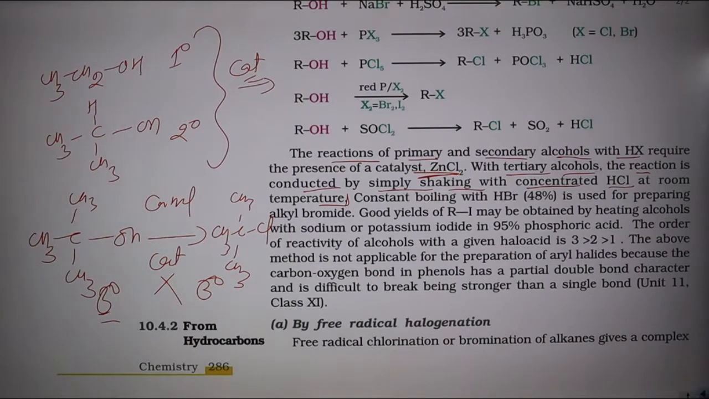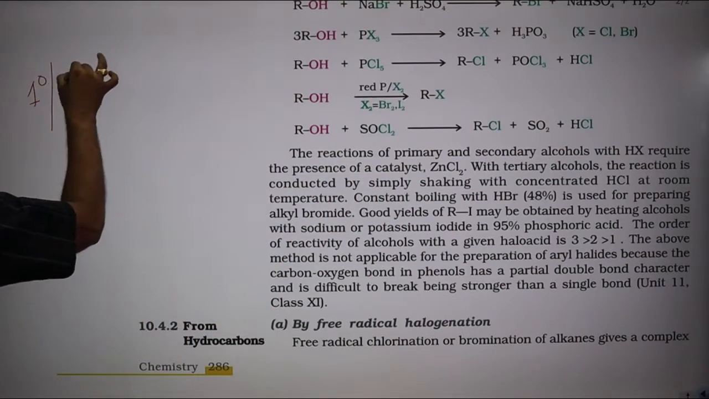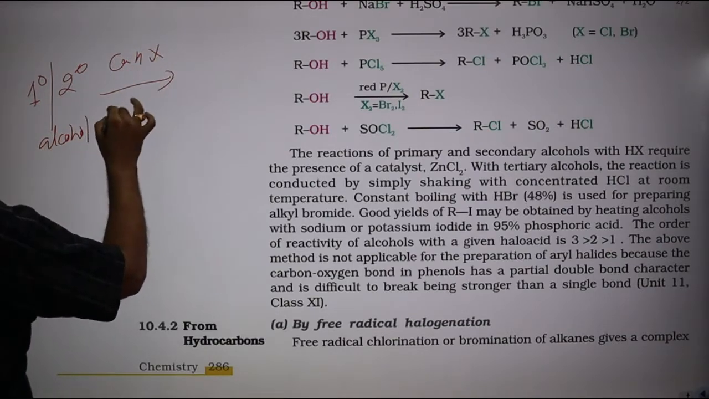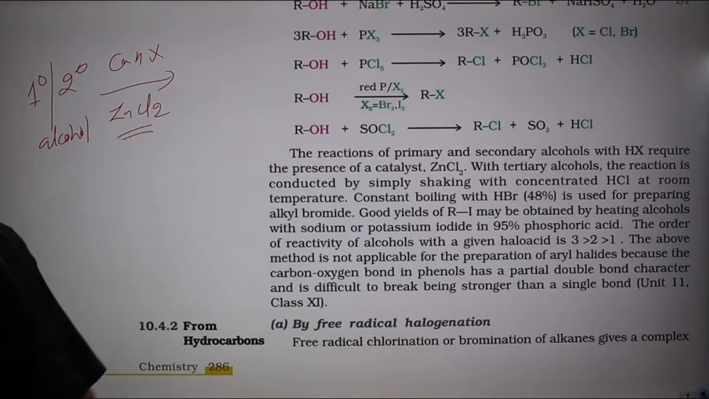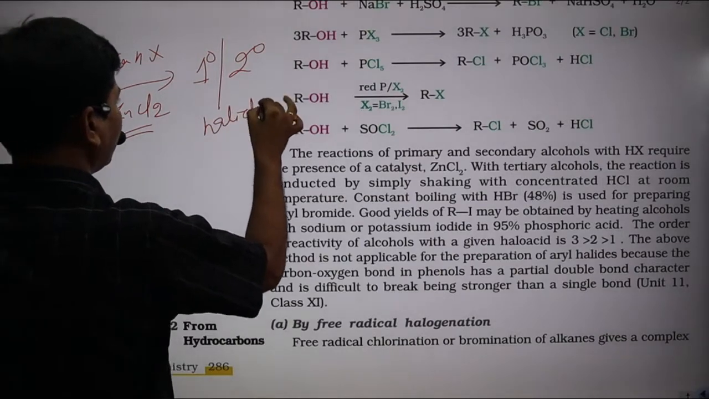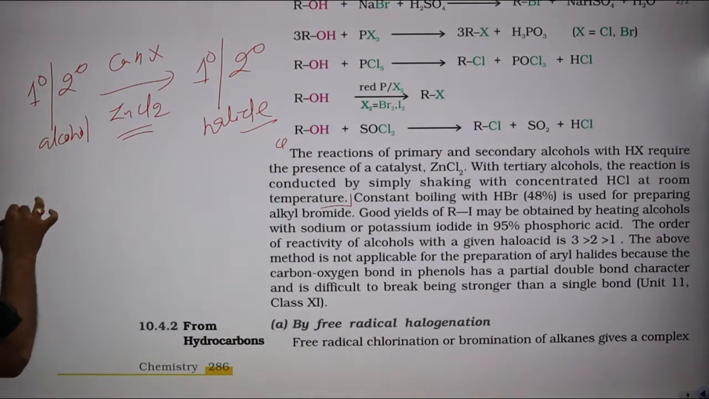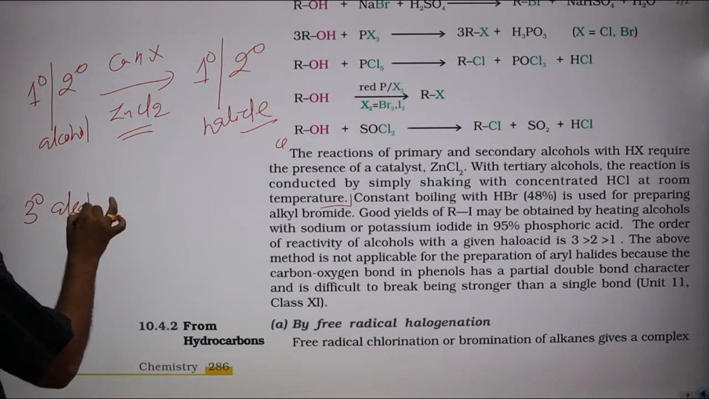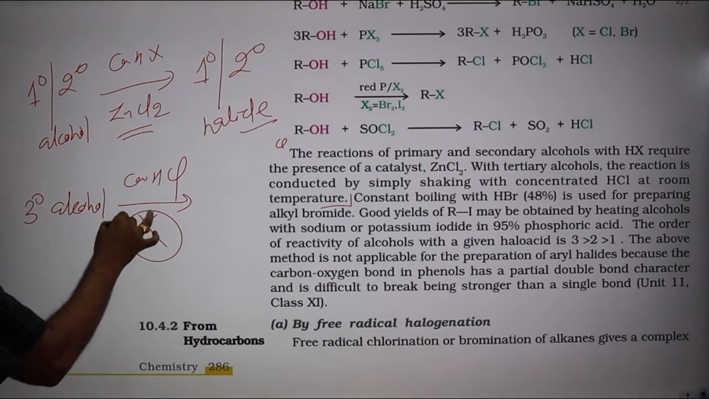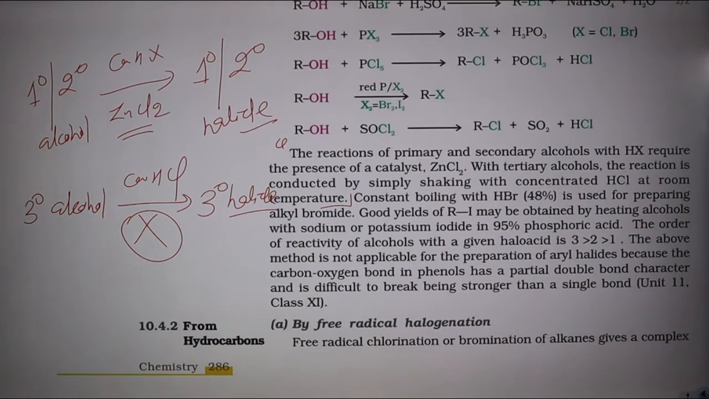Why is it so? The conclusion we have found from this statement is: if we have primary and secondary alcohol, we can take conc hydrogen halide, but the catalyst ZnCl2 is used. Then we get primary or secondary halide. That is the conclusion up to this statement. But if I take tertiary alcohol, we use only conc HCl, we don't use a catalyst. A catalyst is not required, and tertiary halide is produced. We should understand why it is so.